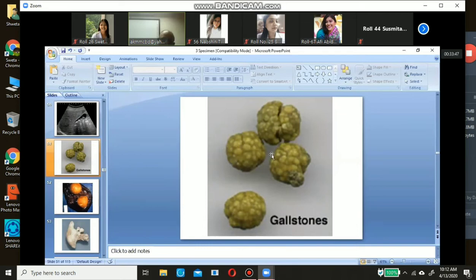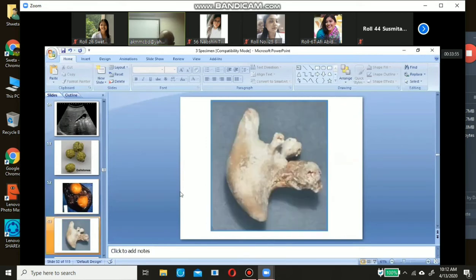Then this is a gallstone. Gallstone. Okay. Now, what is this specimen? Can anybody say? Staghorn calculus. Good. Here a single stone, because it is a staghorn calculus. Staghorn calculus. Where is it formed?